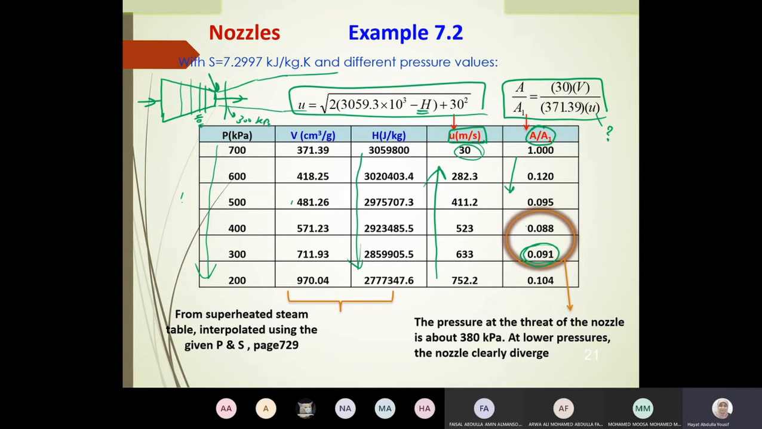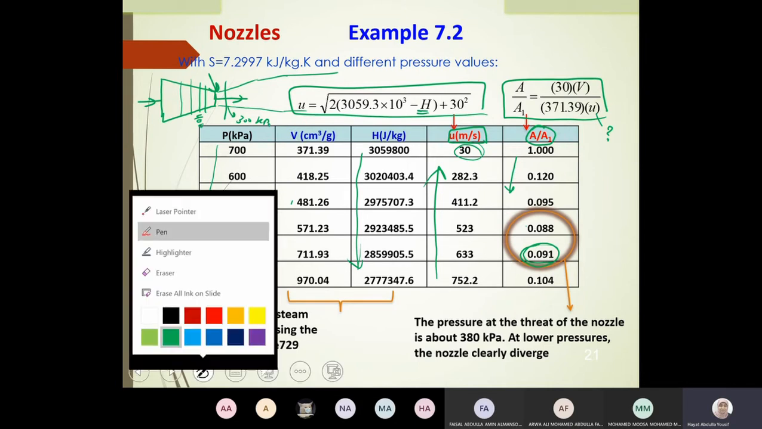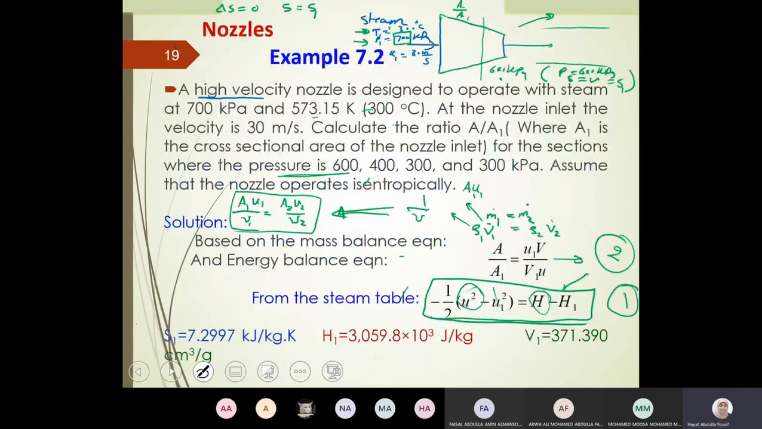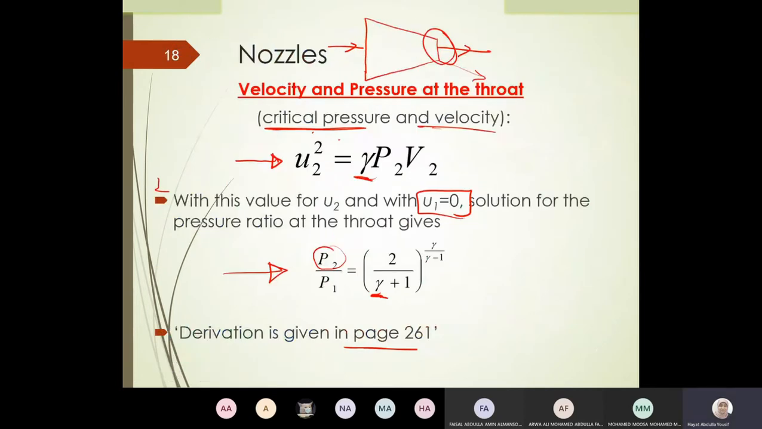So this is the message I want to mention. I want to mention something very important here, which is in that location, between 300 and 400 kilopascal, I do have the throat. And remember, this question was covering real data of steam. What if I told you it's ideal gas? If I said it's ideal gas, then at the throat, you can use those two equations. I can find how much is the velocity at the throat.